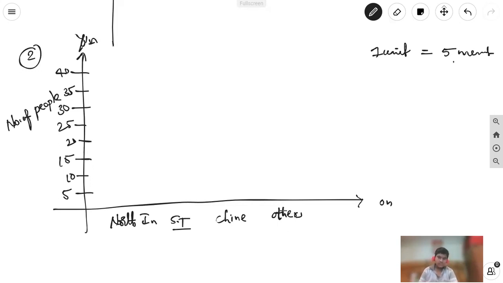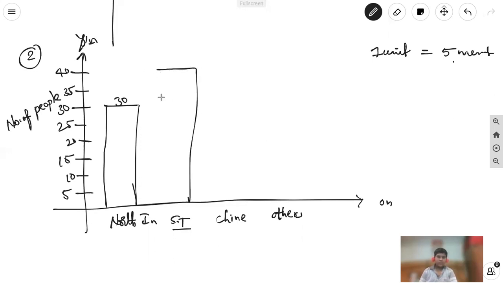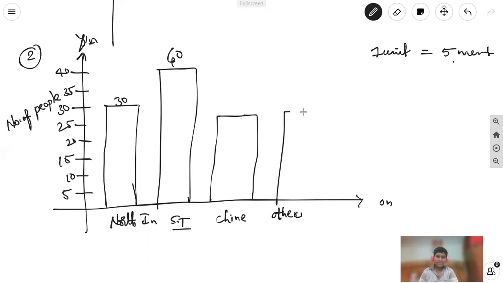Here, North Indian is 30, so we can take the bar with equal length and equal distance. It's 30 members for North Indian. South Indian is 40 members. Chinese is 25 members. Others is 25 members. We use the bar graph for different items, and it can be made into a pie chart also.